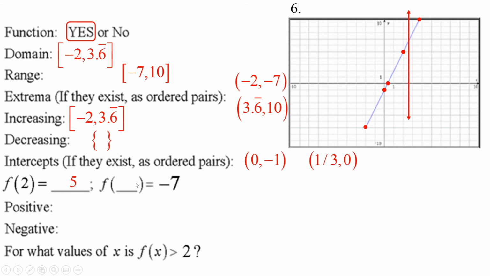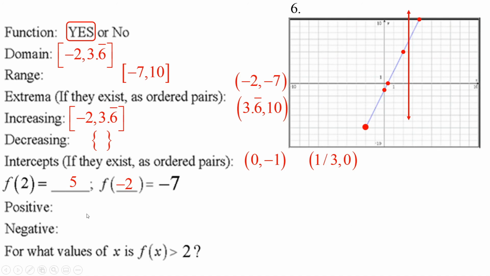And when y is -7, f of what x value is -7? So -7, that's that minimum right there, isn't it? So when y is -7, what is that x coordinate right there? Is that a -2? There you go.